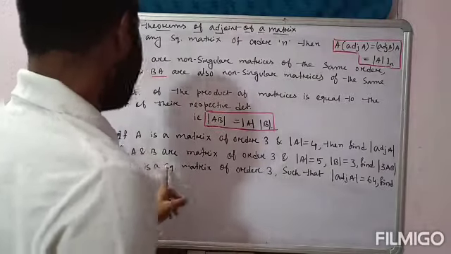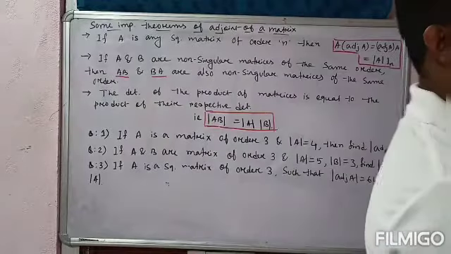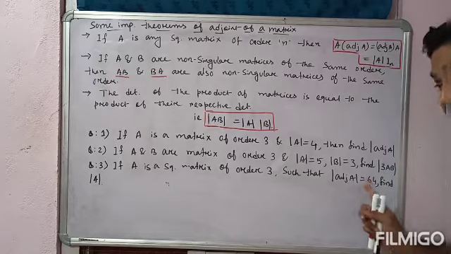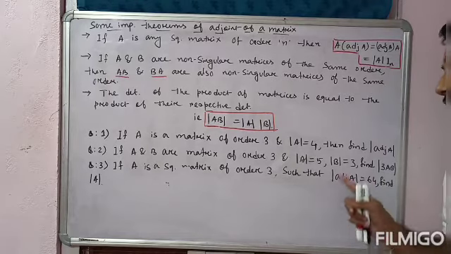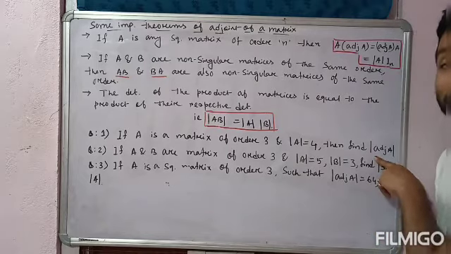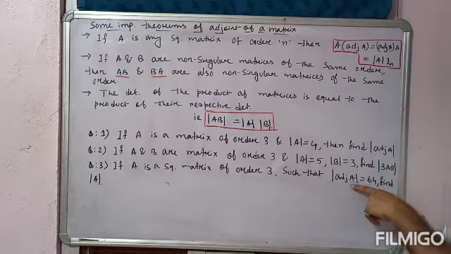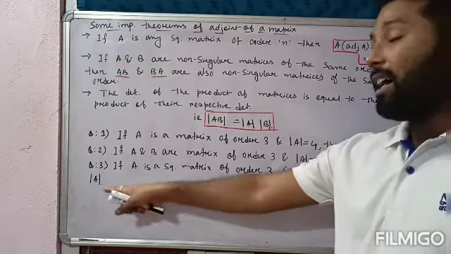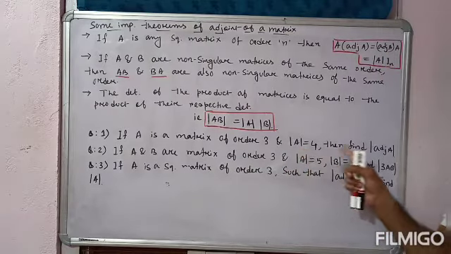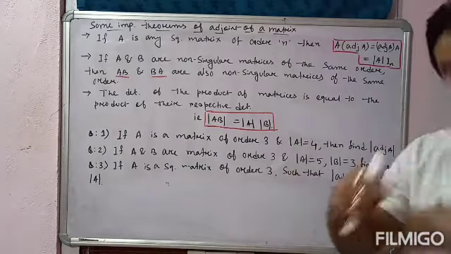If A is a square matrix of order 3 such that determinant of adjoint A is equal to 64. This question is just the reverse of question number 1. See, in question number 1, you had to find the value of determinant of adjoint A, but here determinant of adjoint A is given. You have to find only determinant A. That is just a reverse question. Okay, 1 and 3, just a reverse question.